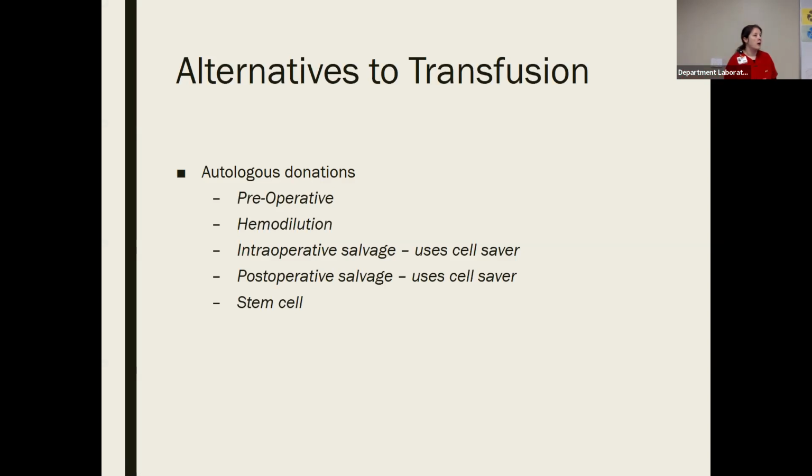Hemodilution is where prior to the surgery, they will remove some blood and then they will give you fluids for volume replacement. And then they save that blood to be transfused during the surgery. Intraoperative salvage, that's the cell saver that I mentioned, and then post-operative salvage. And then stem cells. A lot of our cancer patients do autologous stem cell donations, and they do that here at UAMS a lot.